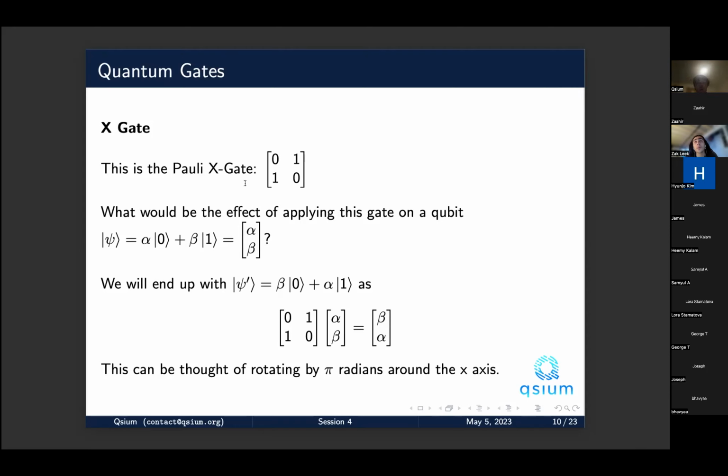This can be thought of as a rotation by pi radians around the x-axis, hence why it's called the X gate. If you recall the Bloch sphere from last session, you might remember how we drew the X, Y, and Z axes. The X gate does a rotation of pi radians, so 180 degrees, around the x-axis.